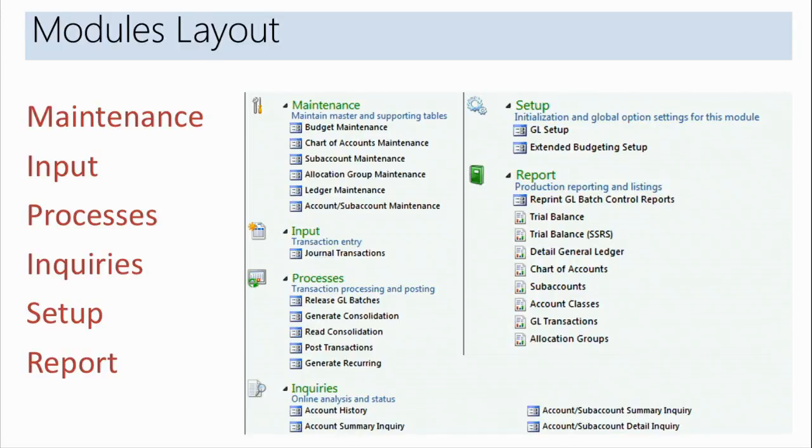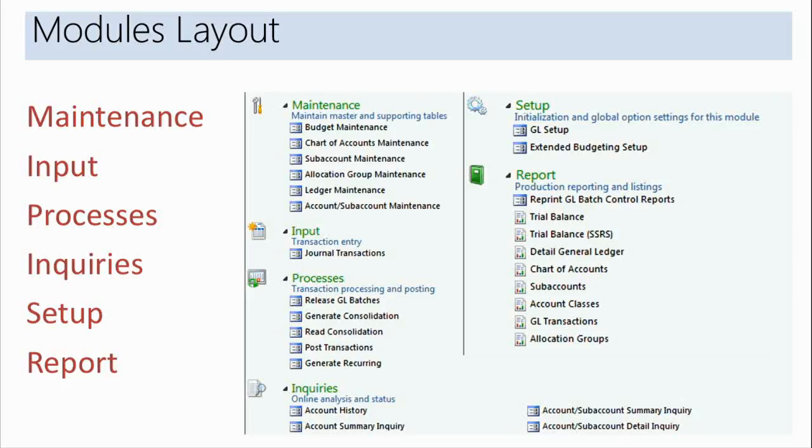The next is, now that we've got the data into the system, we need to be able to process it sometimes, whether it's allocating things or moving things around. Then we have our process ability that allows us to process that information that we've entered into the system. The next that we have is our inquiry screens. Now that the data is inside there, how do we view it and pull it up to review at a later time? That's where our inquiries come in.